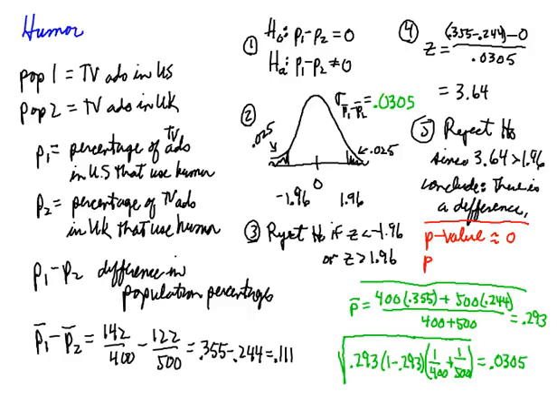If I use Excel to calculate a p-value, it would give me something like 2.787 times 10 to the negative 4. So that would be 0.0002787, less than 0.05. And that's going to be a doubled value. But again, reject H sub 0.